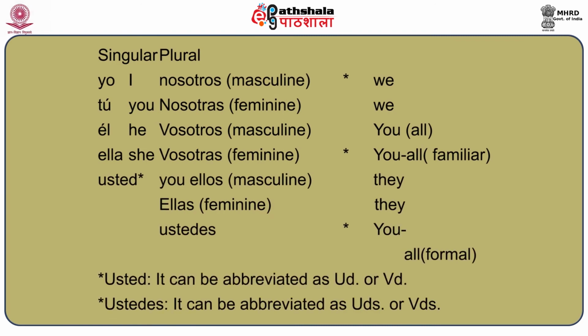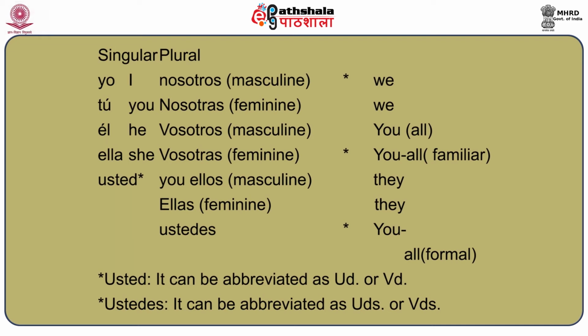So as you can see here, in singular, we have the subject pronouns I, that is yo, you, that is tú, he, that is él, she, that is ella, usted, which is a formal you. And in the plural, in first person plural, we have we, that is nosotros or nosotras, vosotros, that is you all, or more than one person, and vosotras, and for they we have ellos, ellas, and for you all formal we have ustedes.